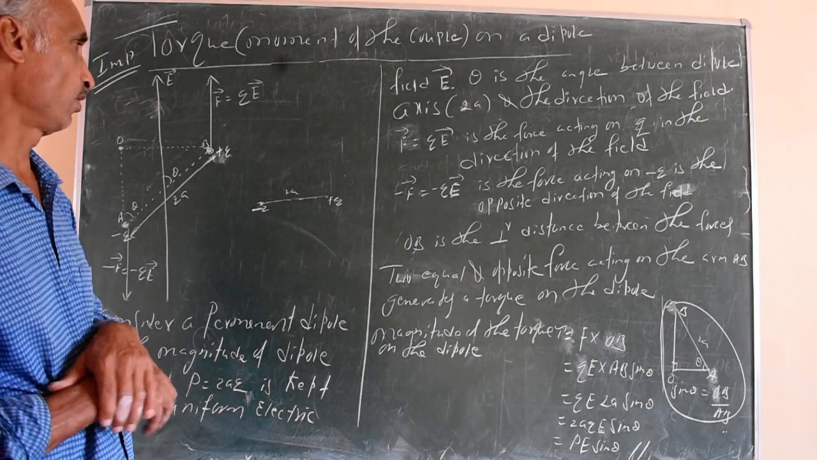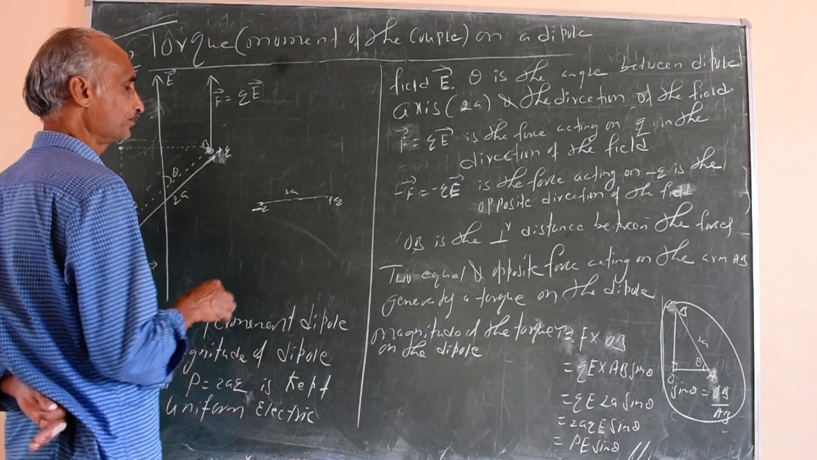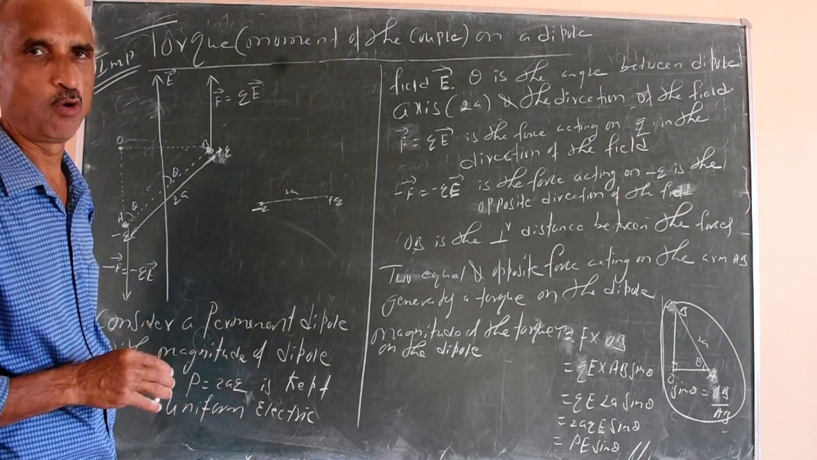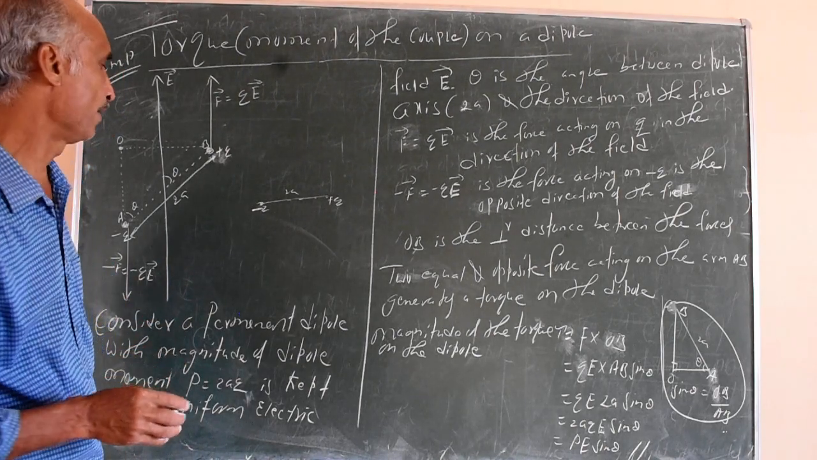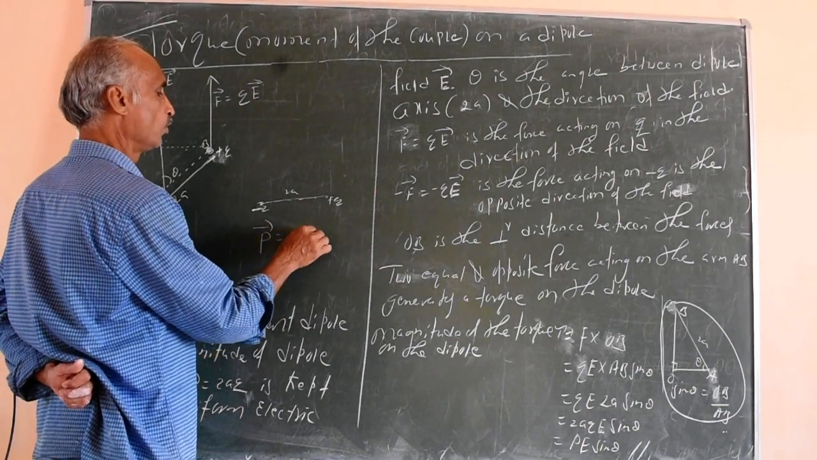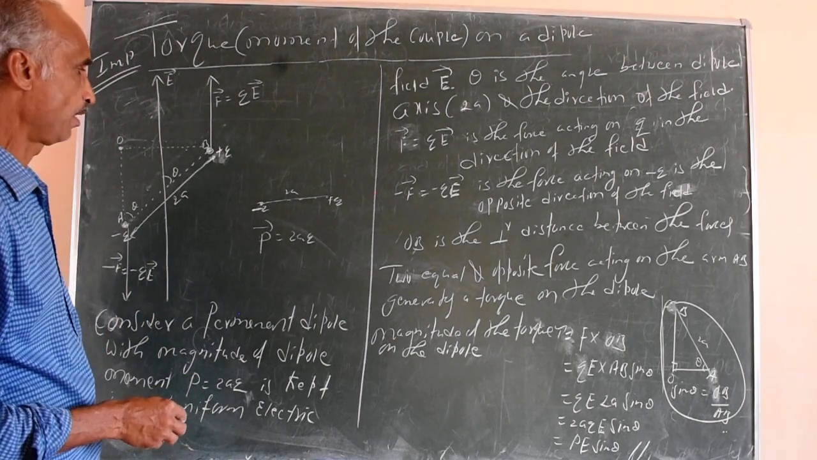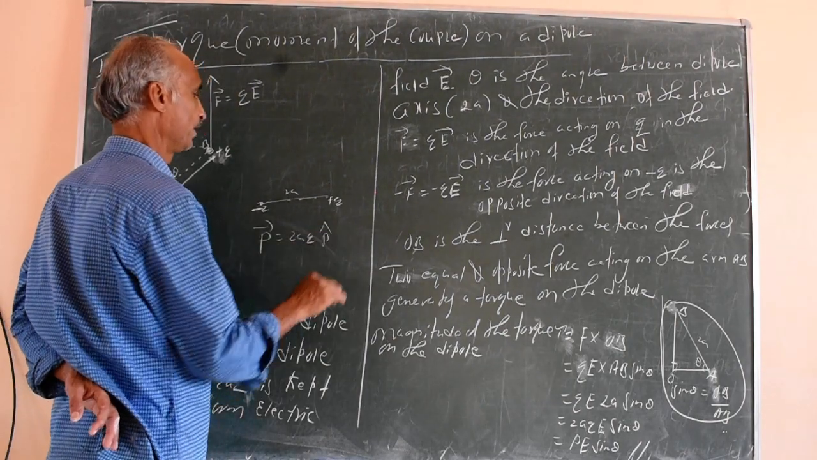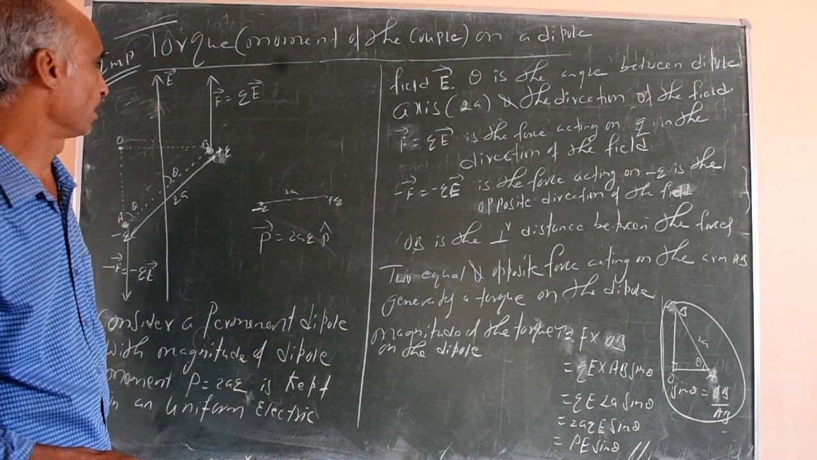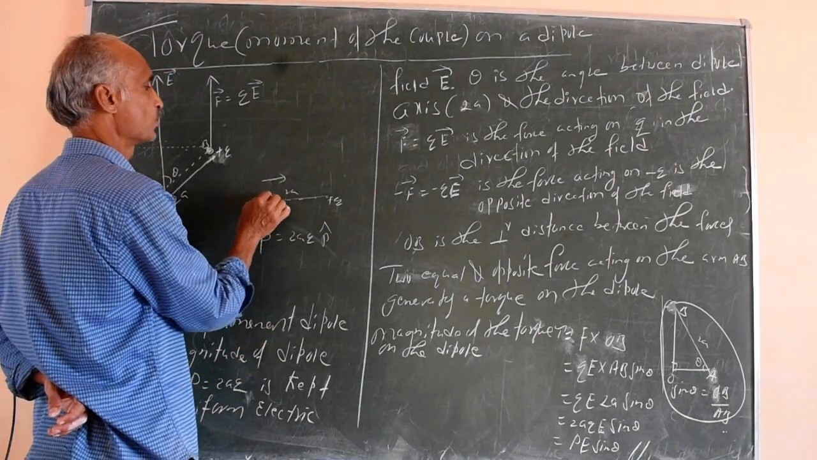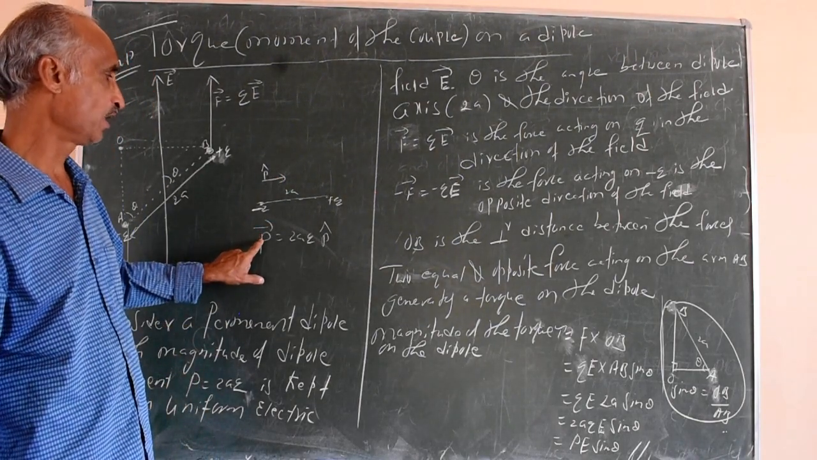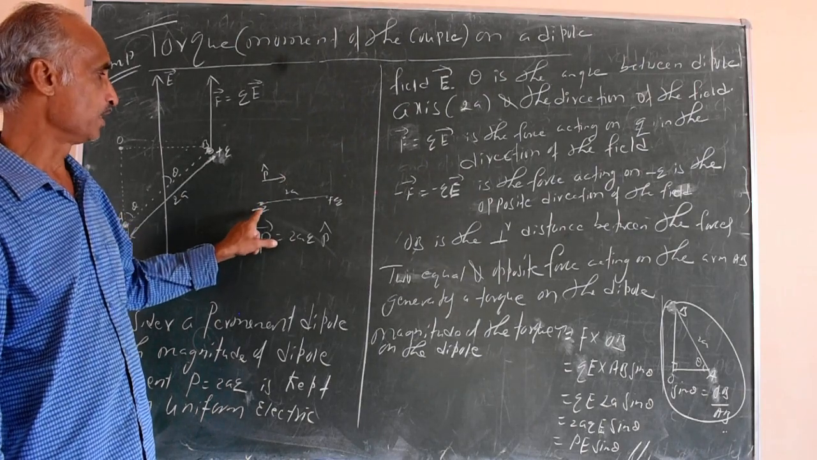This system itself is called a dipole, and there is a dipole moment, a physical quantity associated with a dipole. What is that physical quantity? Dipole moment. The dipole moment P bar is equal to 2aq into P cap. What is P cap? P cap is the unit vector in the direction from minus q to plus q, the direction of the dipole moment.